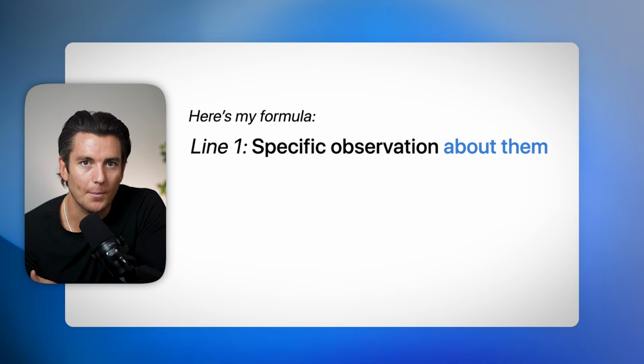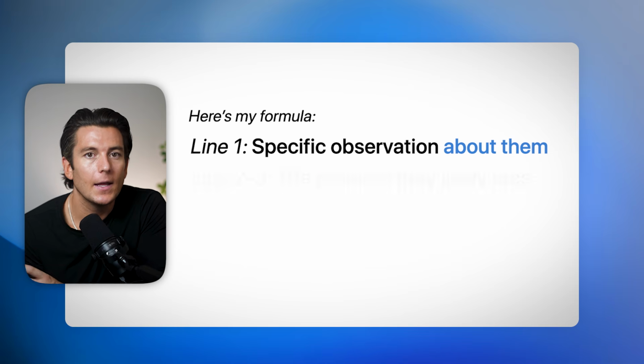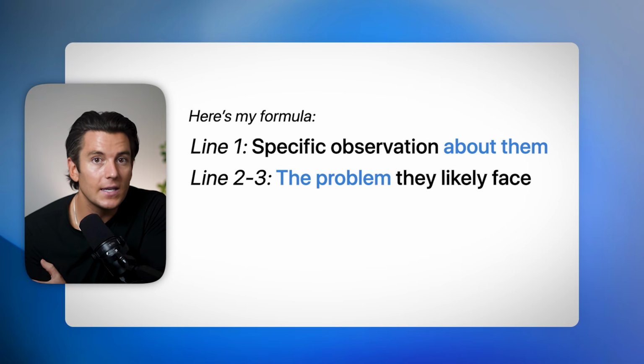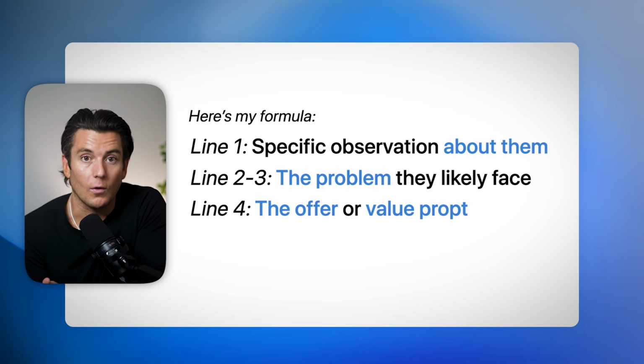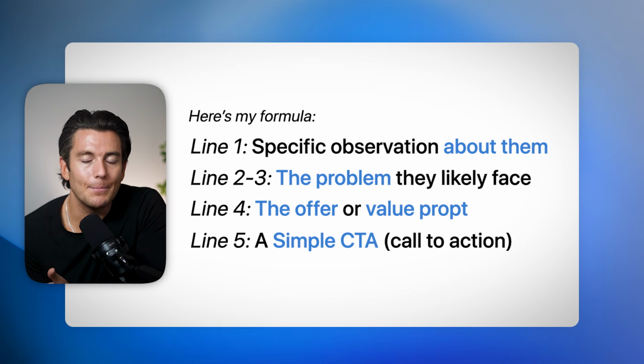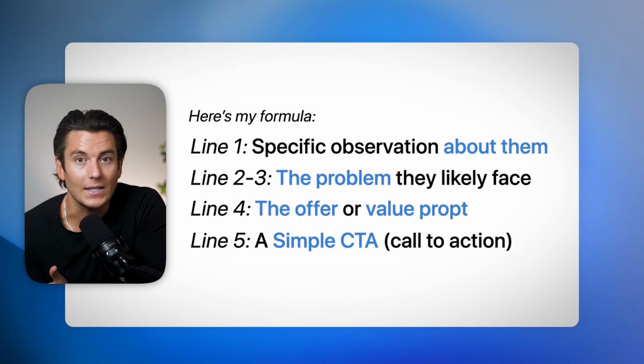Here's the formula that I use for that. Line 1, specific observation about them or a personalized line. Line 2 to 3, the problem they likely face. Line 4 would be the offer or value prop. And line number 5 would be a simple call to action, which would be offering to add some sort of value to them. Total 50 to 80 words max.